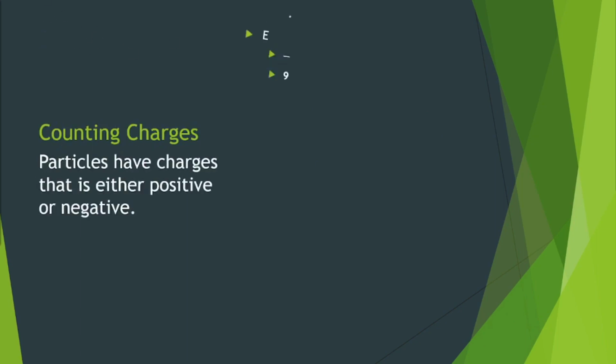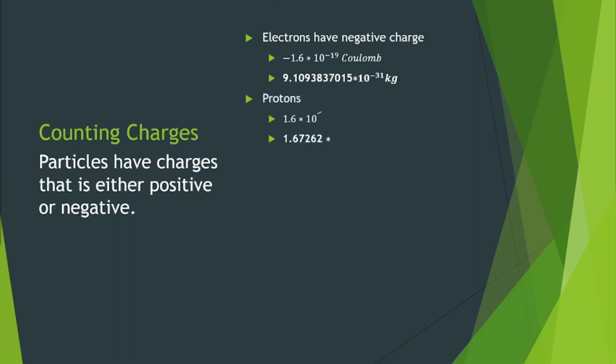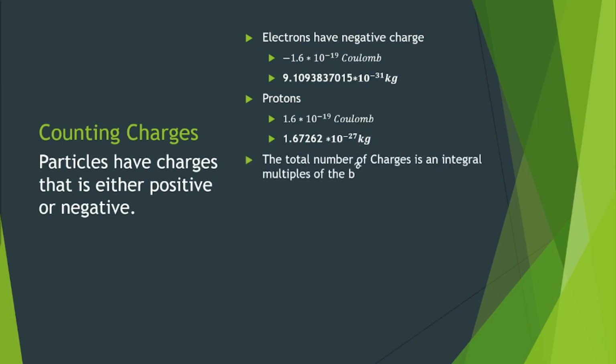We can try to formulate an equation to count charges. We should recall that particles have charges that are either positive or negative. Electrons have negative charge. It has a magnitude of negative 1.6 times 10 raised to the negative 19 coulombs. The mass of the electron is 9.1 times 10 raised to the negative 31 kilogram. The proton has a positive charge and it has a magnitude of 1.6 times 10 raised to the negative 19 coulombs. The mass of the proton is 1.6 times 10 raised to the negative 27 kilogram. The total number of charges is an integral multiple of the basic magnitude of charge times n. We have a formula for Q which is equal to n times e.